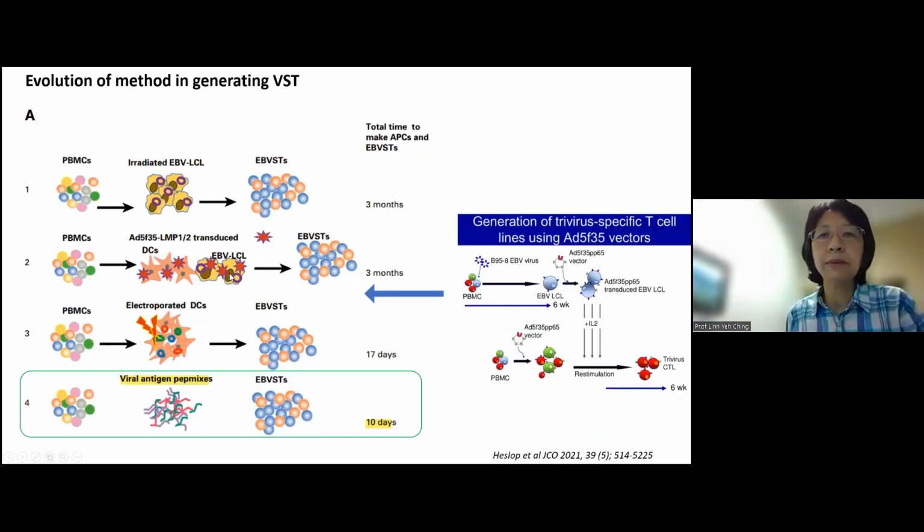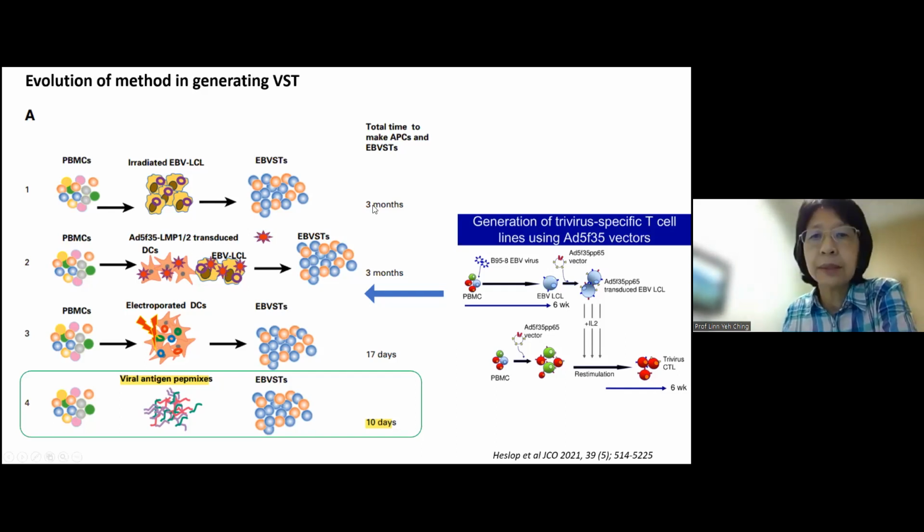So at this juncture, we will digress a bit to elaborate on the method of generation of VST. This review summarized very nicely the evolution of method, which has been simplified over time. So the earlier clinical studies used EBV transformed B lymphoblastoid cell lines as antigen presenting cells to grow EBV T cells. To add on additional antigen, for example, for trivirus specific T cells, then the autologous dendritic cell or the EBV lymphoblastoid cell lines are transduced with adenovirus that also express CMV pp65 antigen to produce 3 virus antigen stimulation.